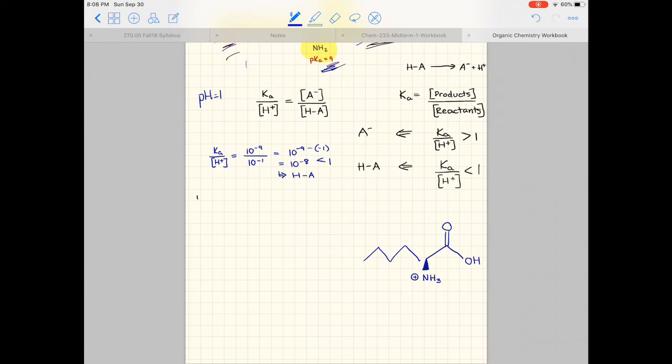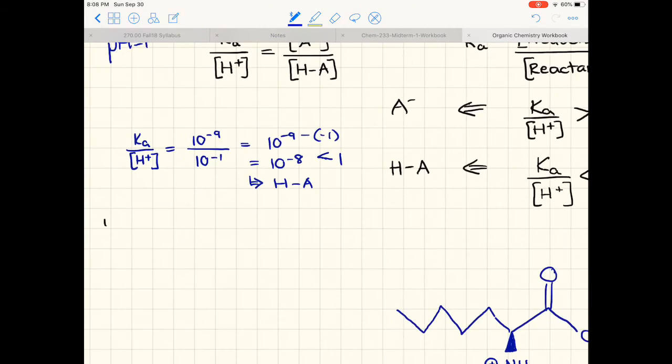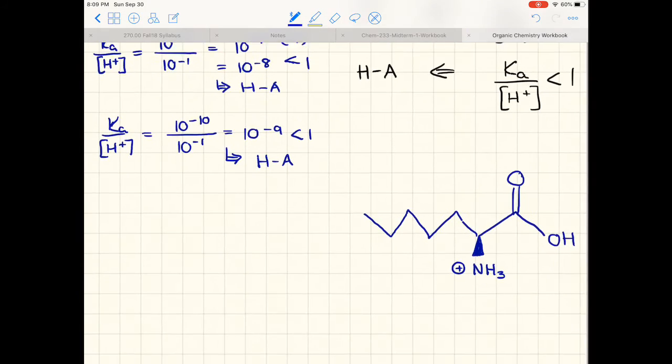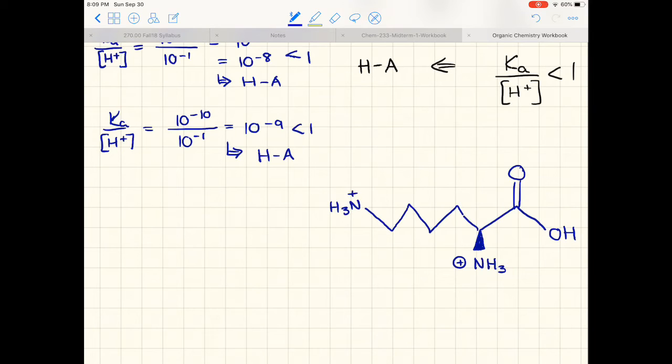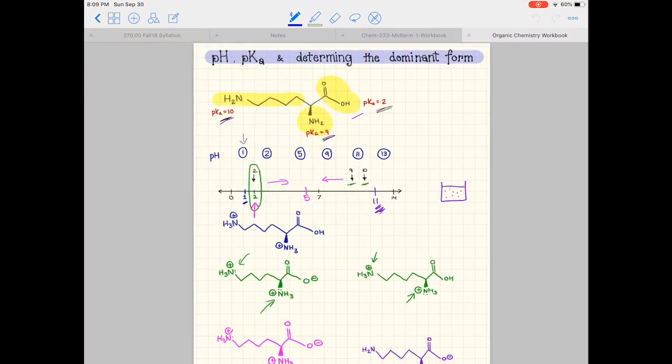Okay, how many do we have? 1, 2, 3, 4. And for our last one, the Ka over hydrogen plus, the pKa is 10, which makes this 10 to the negative 10, and the hydrogen concentration is still 10 to the negative 1, and therefore the ratio becomes 10 to the negative 9, which is less than 1, and again this will also retain its acidic form. So this as well will become protonated, and if you compare this to what we had right here, you'll notice it's the exact same answer.